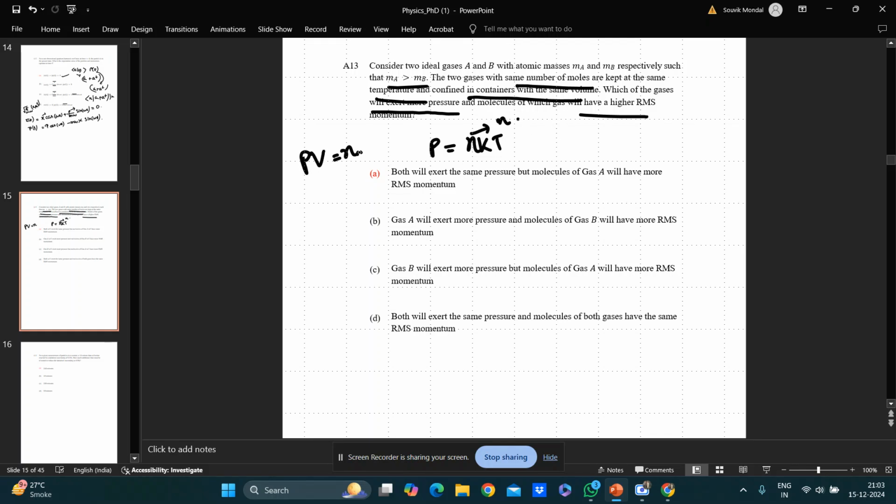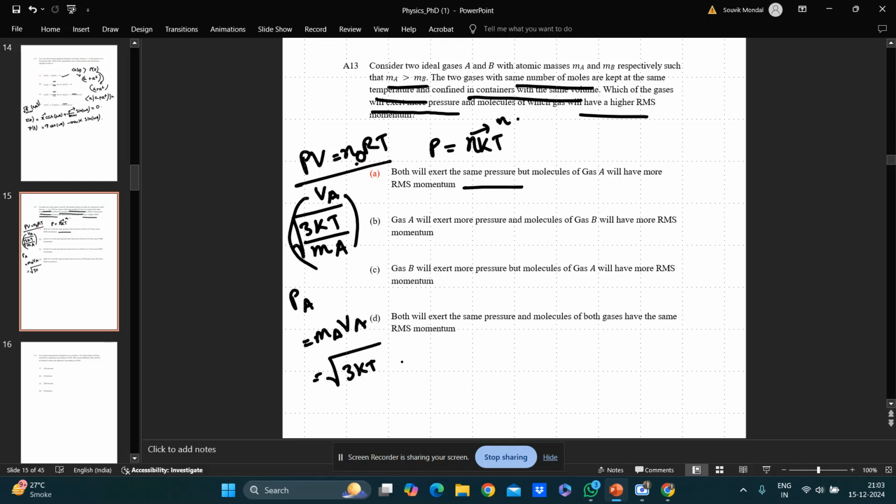N is the number of moles. So if volume is the same and the number of moles is the same, it doesn't matter what the mass is, they will exert exactly the same pressure. The RMS velocity is root of 3kT by m. They are asking about RMS momentum. If this is the RMS velocity VA of mass A, then the RMS momentum PA is MA into VA, so your result will be root of 3kT into MA. So if MA is more, then gas A will have more RMS momentum.